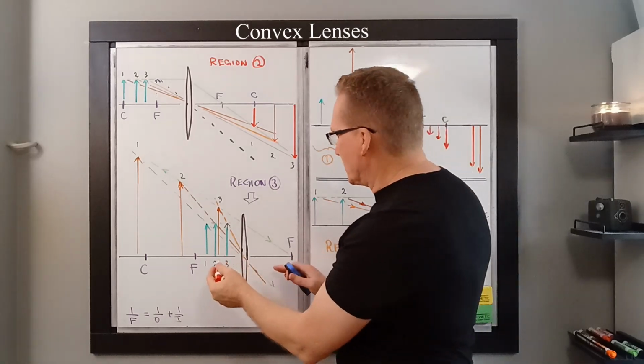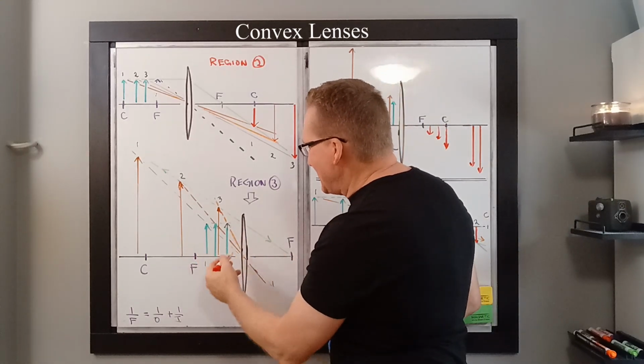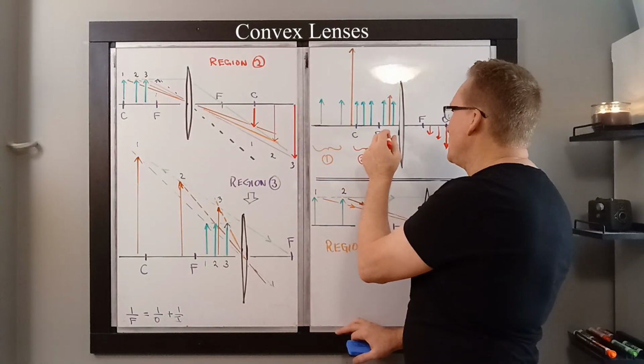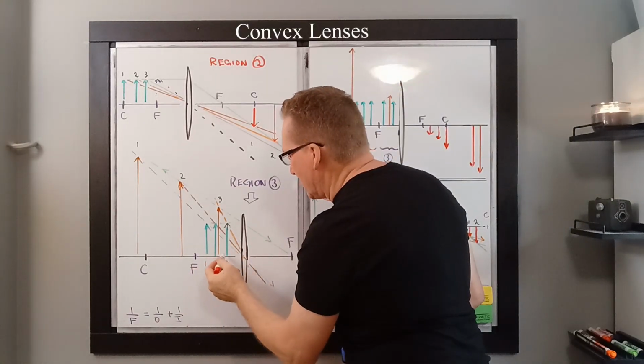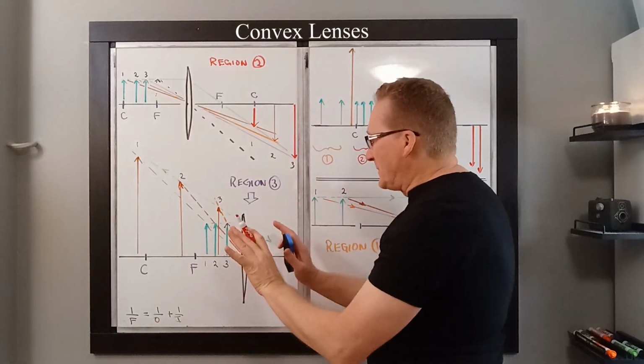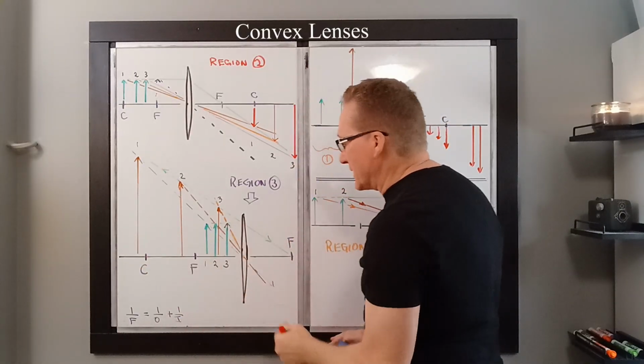So now let's go over here to region number 3, which is where these points, these objects, are inside the focal point. I've drawn 2 objects here. Here I've drawn 3 green objects. Hopefully that doesn't make it more confusing. There's a lot of lines here. That's because everything happens on that side of the lens in this case.